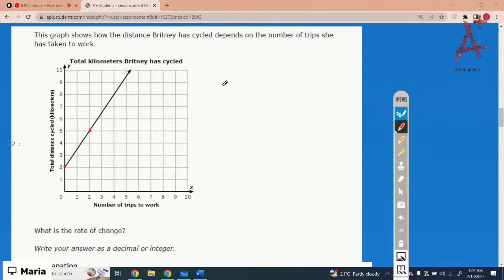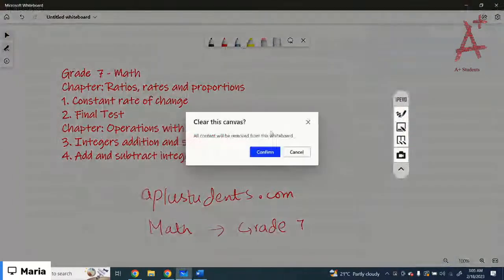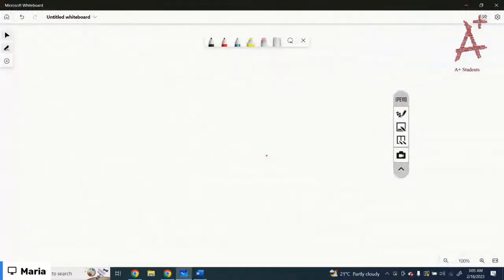So the first point is x is 0, y is 2. And this one x is 2 and y is 5. So this is x1, y1, and this is x2, y2. Got it? The points are 0, 2 and 2, 5. So this is x1, y1, and this is x2, y2.